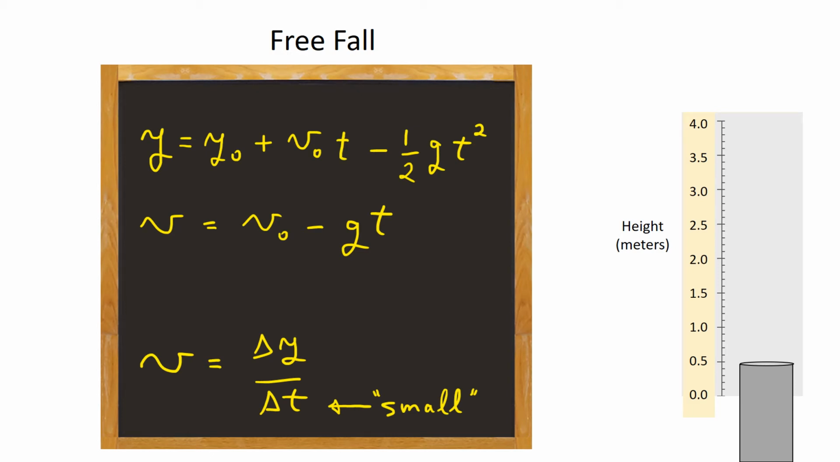Free fall. Free fall is a special case where an object in midair is acted upon only by the force of gravity, its weight. We have the formulas from lecture that y, the height, and v, the velocity, are these given functions of time. Now, the velocity is actually a small change in height over a small change in time. And we'll have to know how to calculate that from some data.